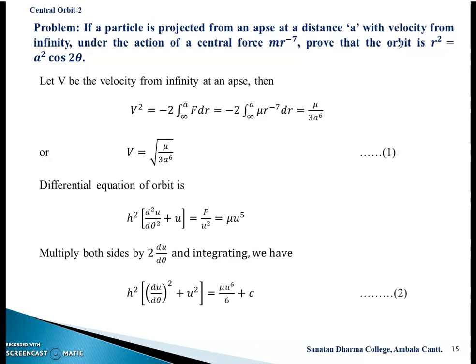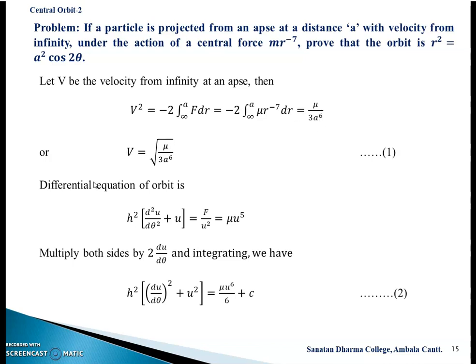Here in the statement velocity is not given. In some questions velocity may be given, but if it is not given then we have to find that velocity first. To find velocity, the formula we just discussed in our last slide is v square equal to minus 2 times the integral from infinity to a of f dr. After substituting the value of f, you will get mu divided by 3 a raised to power 6. So this is our velocity v square.